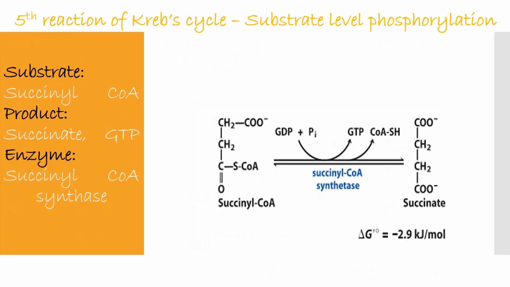Succinyl-CoA is converted to succinate by succinyl-CoA synthase. During this reaction, one molecule of GTP is formed. GTP is formed at the substrate level, so this reaction is called substrate level phosphorylation. The Krebs cycle gives one molecule of GTP through this reaction. This reaction is reversible.